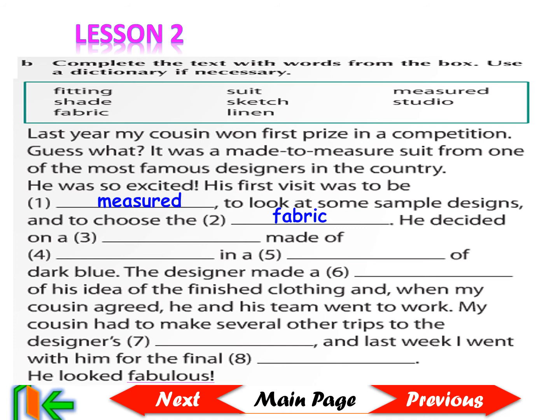He decided on, he chose a what? Yes, a suit. Made of what? That suit that he chose was made of, yes, linen, in a shade of dark blue. The designer made a sketch of his idea. He made a quick what? A drawing which is unfinished. He made a sketch of his idea of the finished clothing, and when my cousin agreed, he and his team went to work.